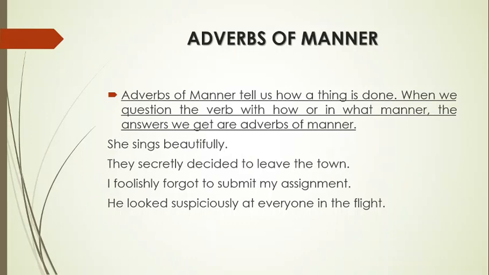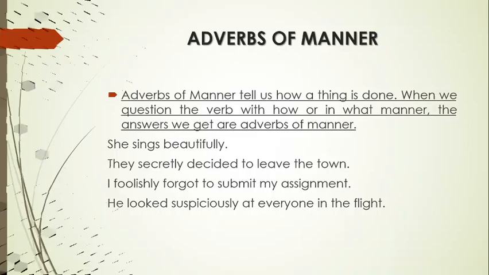How did they decide? Secretly. I foolishly forgot to submit my assignment. How did I forget? Foolishly. He looked suspiciously at everyone in the flight. How did he look at everyone in the flight? Suspiciously. So we can say that beautifully, secretly, foolishly, suspiciously, all these words are adverbs of manner as they tell us how something is done, in what manner something is done. So they tell us about the manner and we call them adverbs of manner.